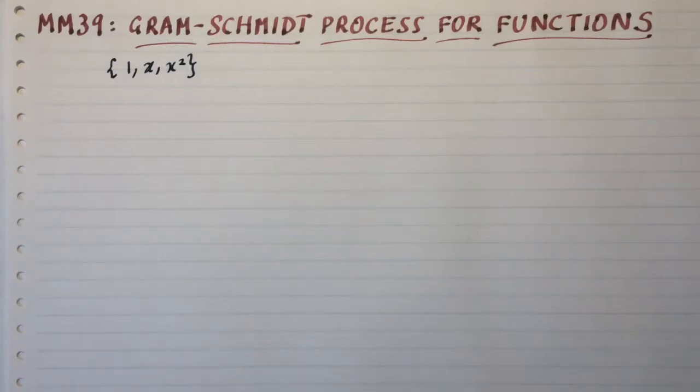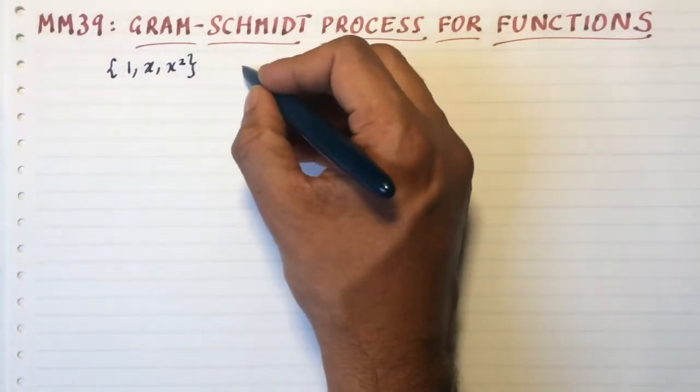In the previous video, we showed that the function set 1, x, x squared, some triple of polynomials, are linearly independent because the Wronskian is not 0. Just to recap that, let's try this again.